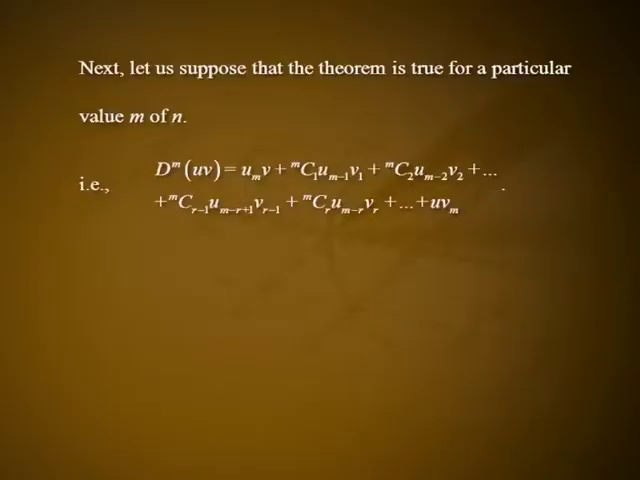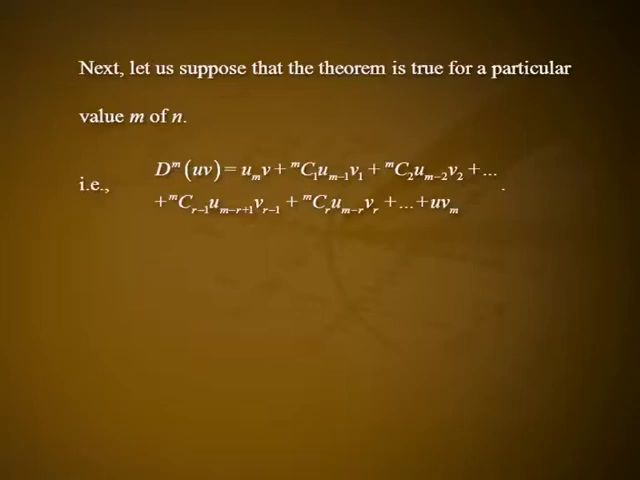Thus, we see that the theorem is true for n equal to 1 and n equal to 2. Next, let us suppose that the theorem is true for a particular value m of n. Then, the mth derivative of u v is equal to u_m v plus mC1 u_{m-1} v_1 plus mC2 u_{m-2} v_2 plus etc.